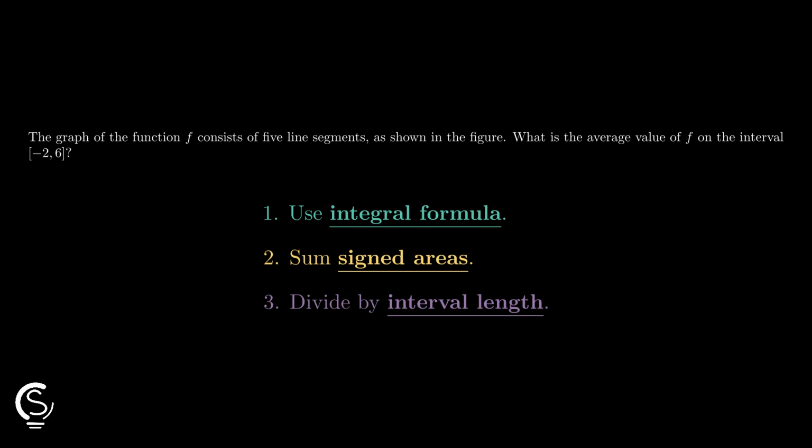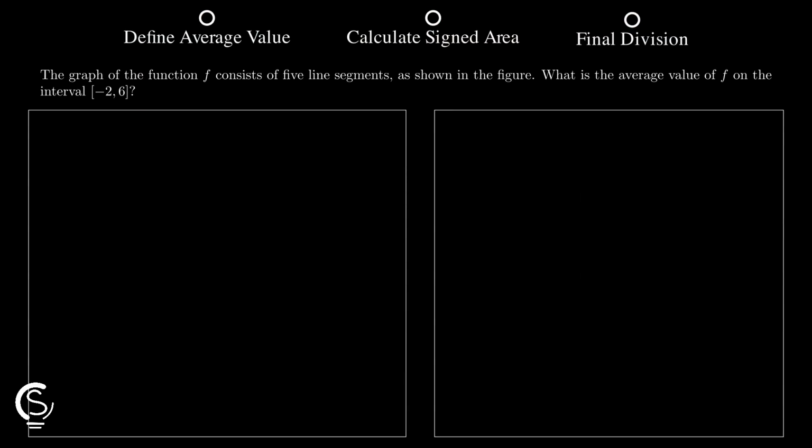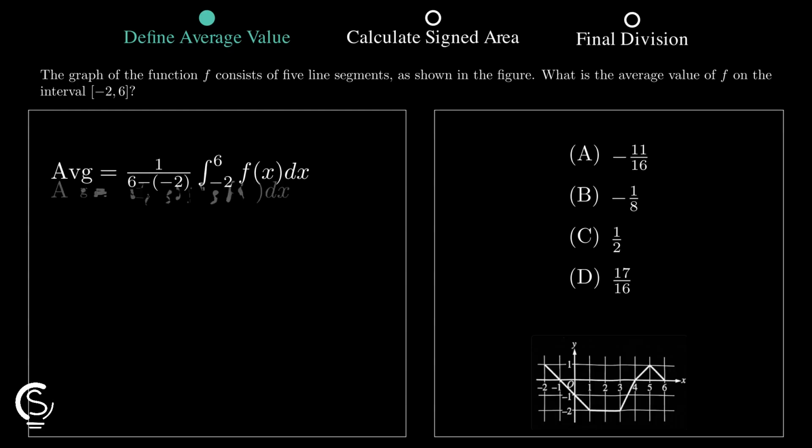Calculating the average value of a function on an interval is super quick if you follow these 3 simple steps to get the correct answer today. The average value of a function on an interval is the integral of the function divided by the interval length. Here, the interval is from -2 to 6, so 8.